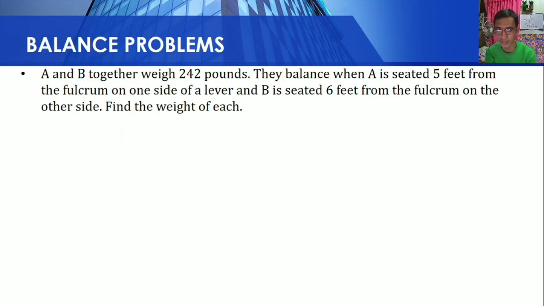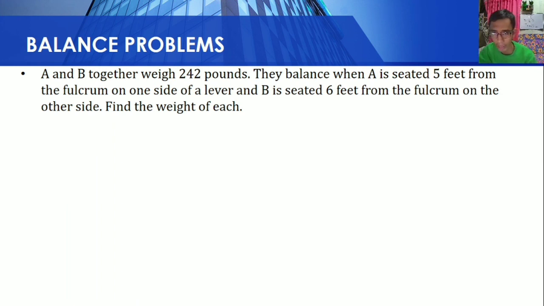So, next are balance problems. This is also easy. For example, A and B together weigh 242 pounds. They balance when A is seated 5 feet from the fulcrum on one side of a lever and B is seated 6 feet from the fulcrum on the other side. Find the weight of each.